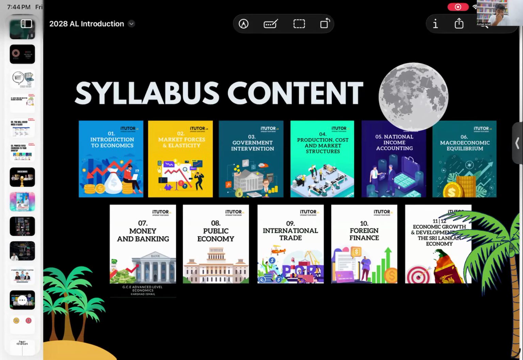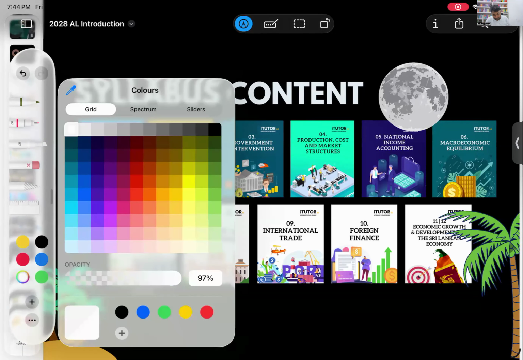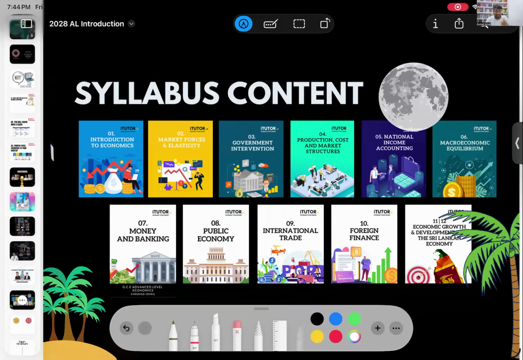Okay, so coming into the syllabus content. In A levels econ, we have 12 units for the entire 2 years. Starting from now, for 2 years, there are 12 units. How these units are broken down: unit number 1 to unit number 6, that is your grade 12 syllabus, or you can call it the first year of A levels. The top row, that is your grade 12 syllabus. Then unit number 7 to unit number 12, that is your grade 13 syllabus, or second year of A levels. That's how your units are broken.